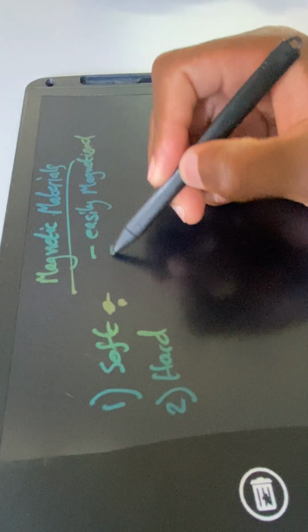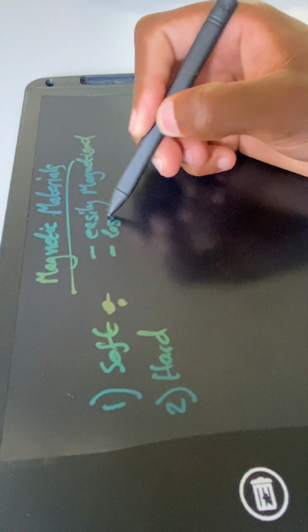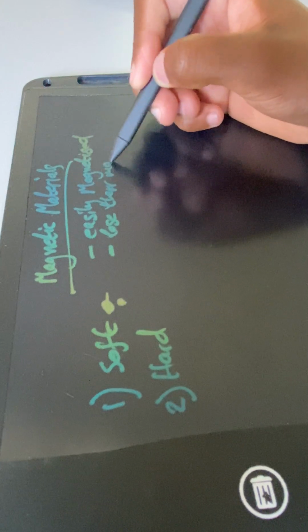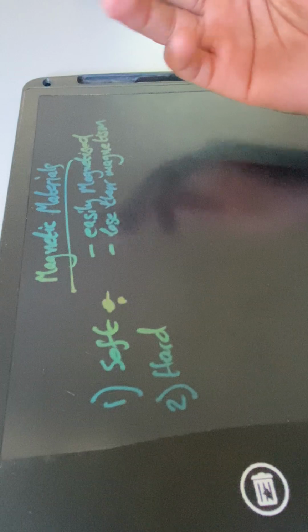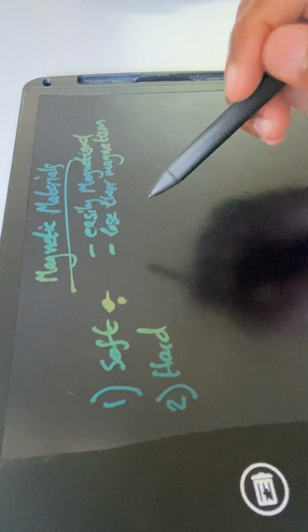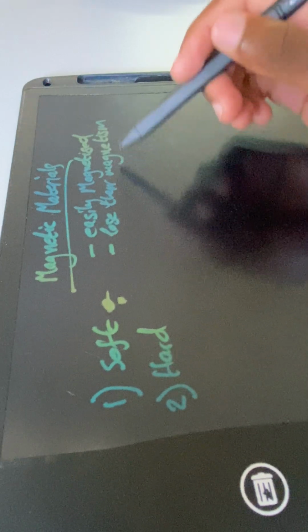And then also they lose their magnetism easily. So those are the major classifications. Those are the major properties of soft magnetic materials. They are easily magnetized. They lose their magnetism easily.